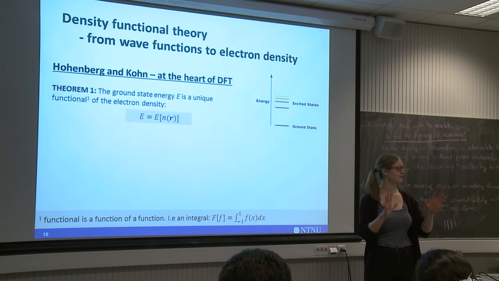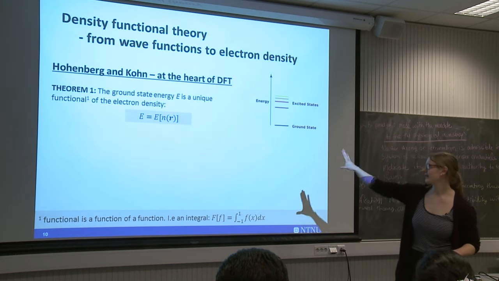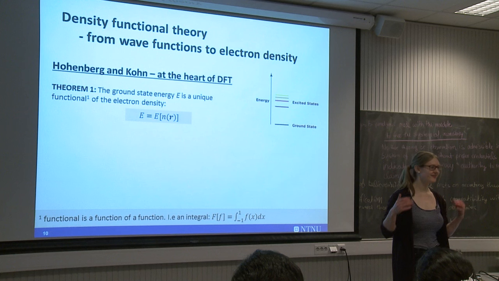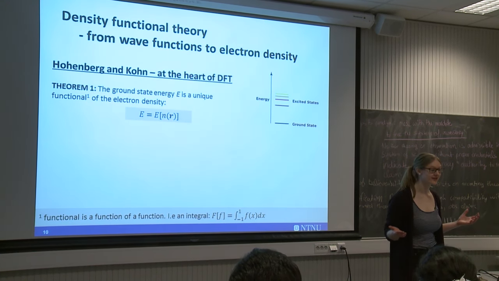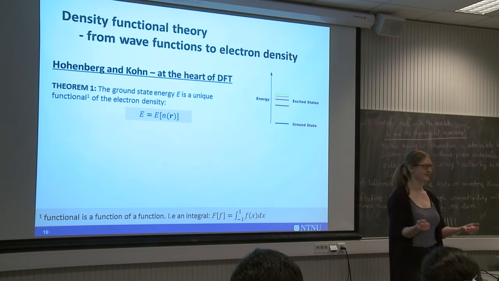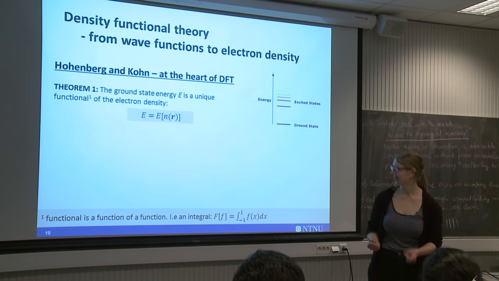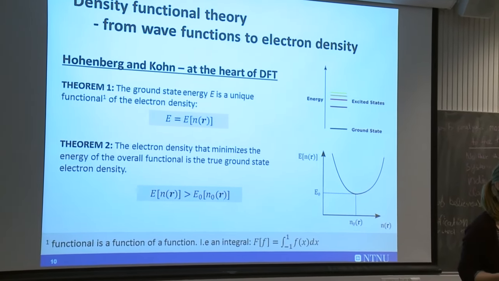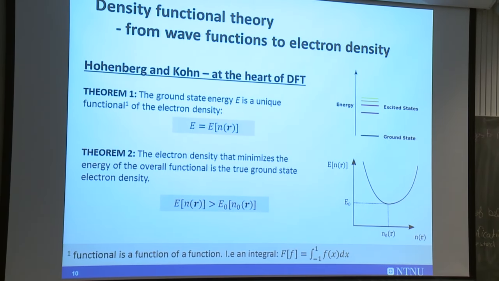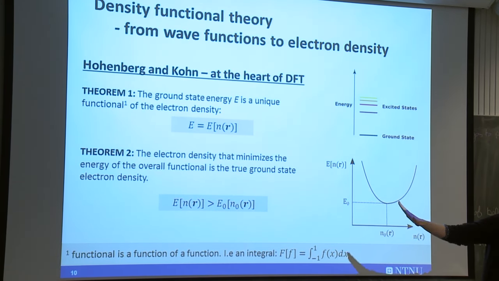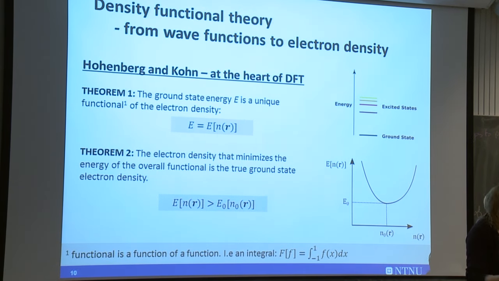So yeah, don't be afraid of the word functional. But the theorem basically states that the electron density is all you need in order to define your total ground state energy. So that's a really good thing. And the second theorem tells you how you're going to find your ground state density. Well, you just minimize your energy functional. So that just means moving down the well until you found your ground state density. And then you're there.